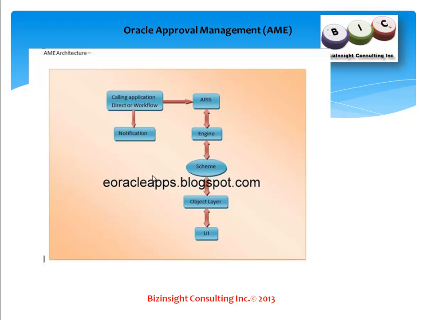Please note that when we call AME, the Oracle approval engine, it generates a list of approval, identifies the next approval, and checks the status history to check whether the people have already approved or not.